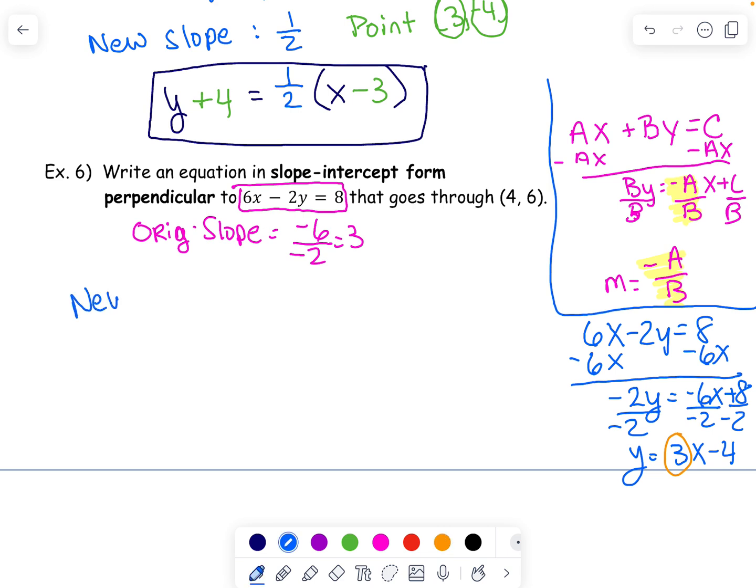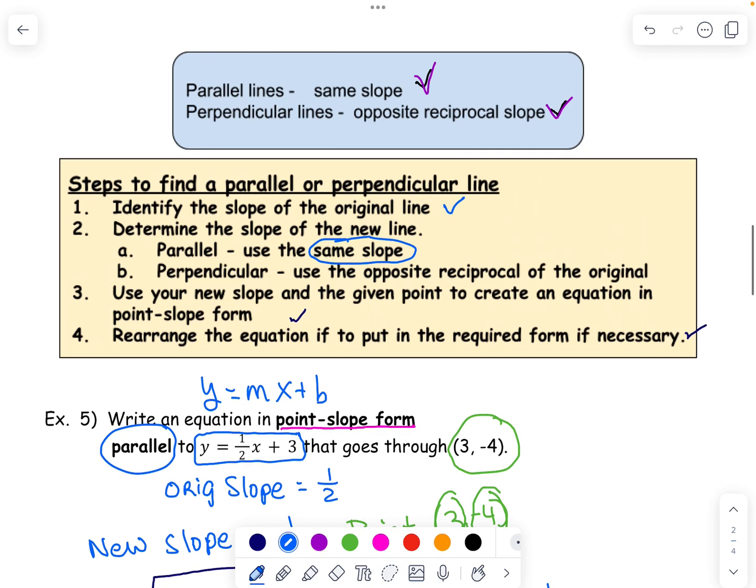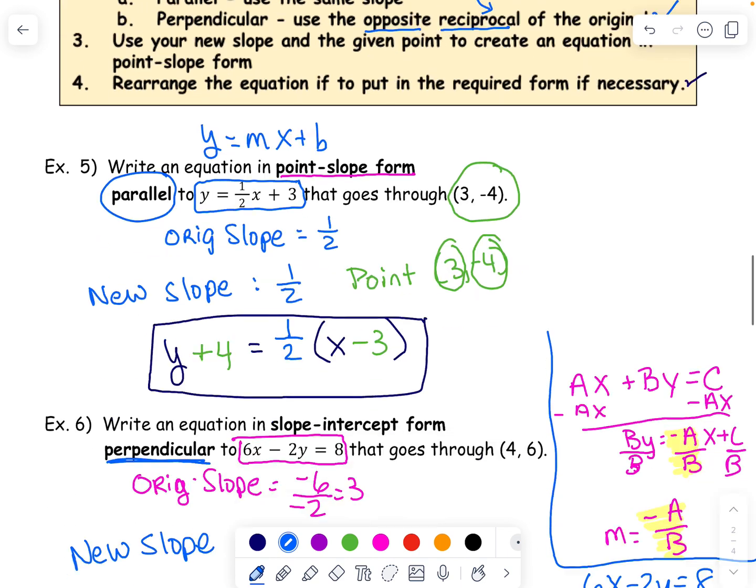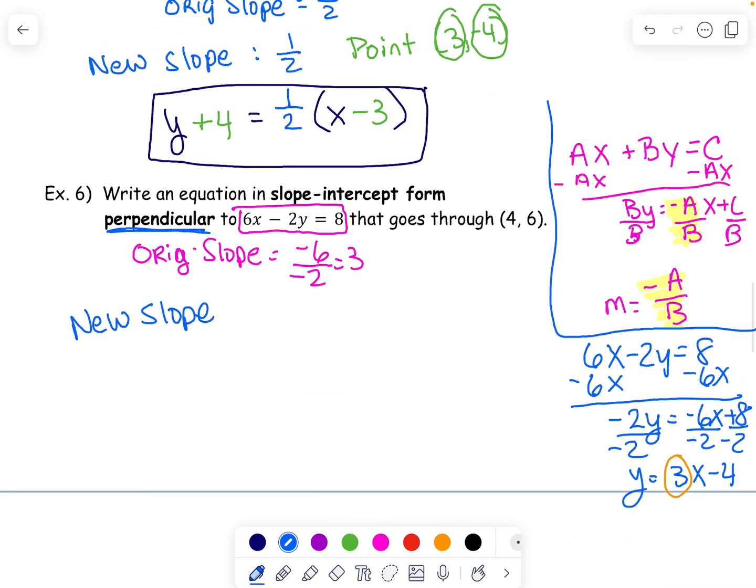Now we have to decide what our new slope is going to be. Our new slope is perpendicular. So for perpendicular, let's erase this real quick. We've already identified the slope of the original line. Now we're going to determine what the new slope is going to be. Well, we need the opposite reciprocal, and the reciprocal is just flipping it over, okay? So since we started with a +3, the opposite reciprocal is going to be a negative, and then we're going to flip it over. Well, 3 is 3 over 1. So when I flip this over, it becomes 1 over 3. So that's our new slope.